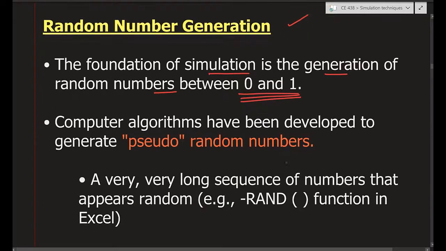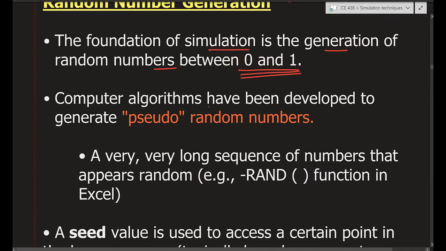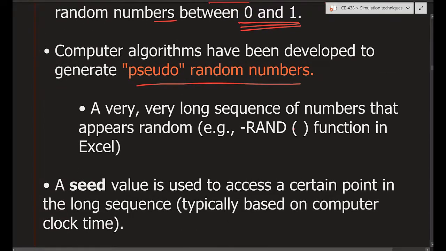We already said computer algorithms have been developed to generate pseudo random numbers, because they are not exact random numbers: a very long sequence of numbers that appears random is called pseudo random numbers. And in Excel we have a RAND function that can generate pseudo random numbers. What this means, this long sequence, we'll discuss after some time, so don't worry about this. What is the very long sequence? We'll illustrate this using an example.